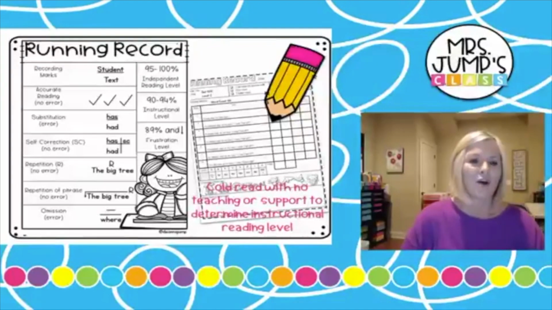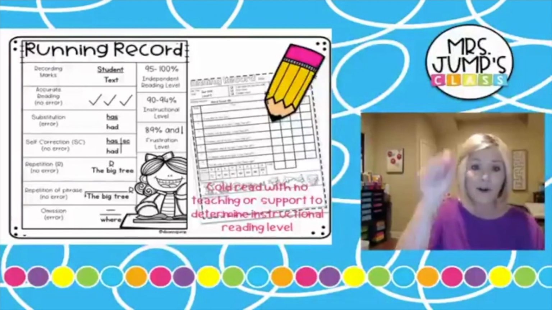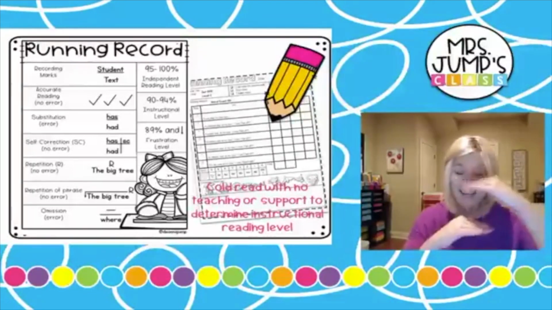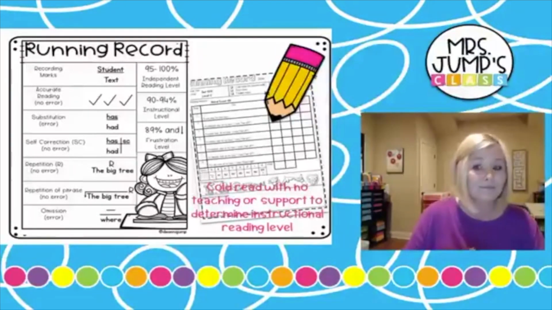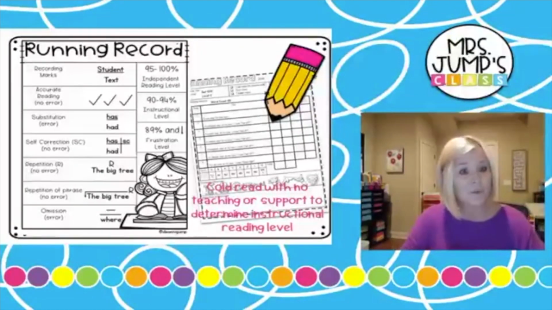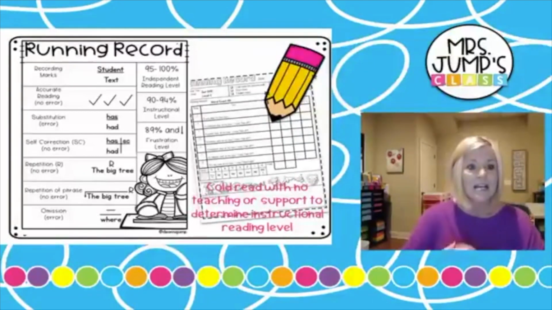If what the student reads doesn't match the text, you draw a line above the word and write the word that the student read. So where it says recording marks and it has student in the text, that's what that means. If they read a word accurately, you just put a check mark above each word. If they substitute a word, which is an error, like if the word was had and they say has, you write that word right above there.